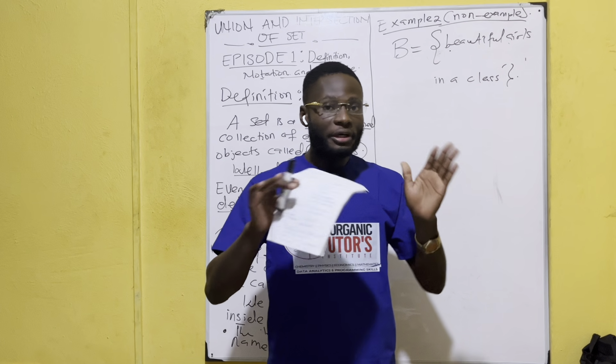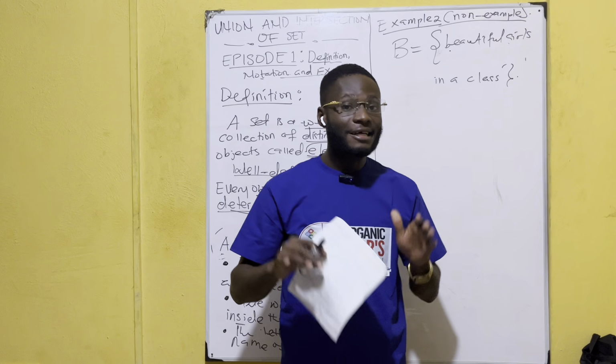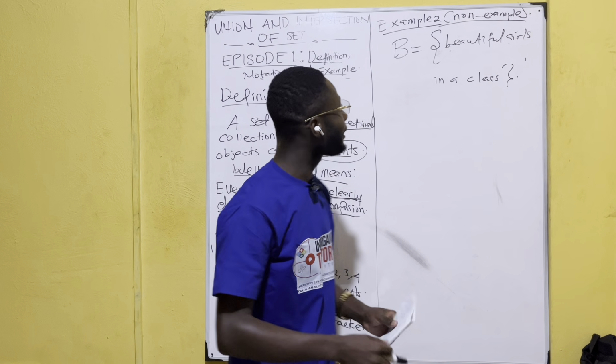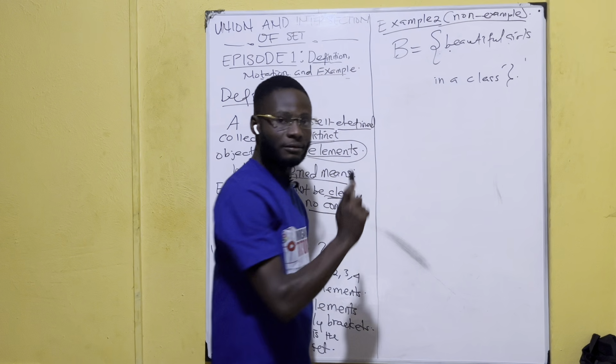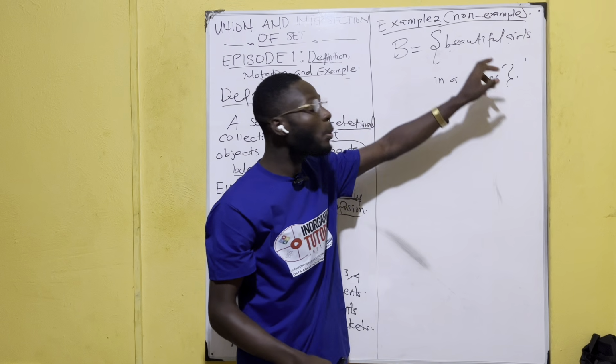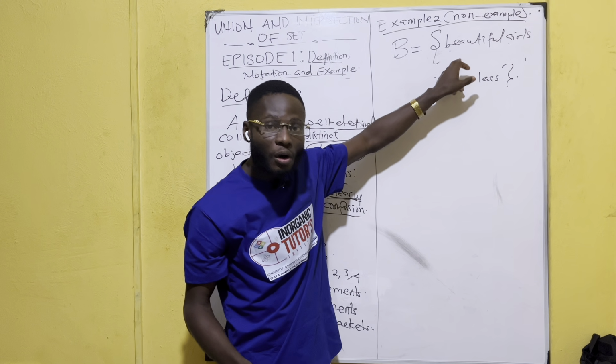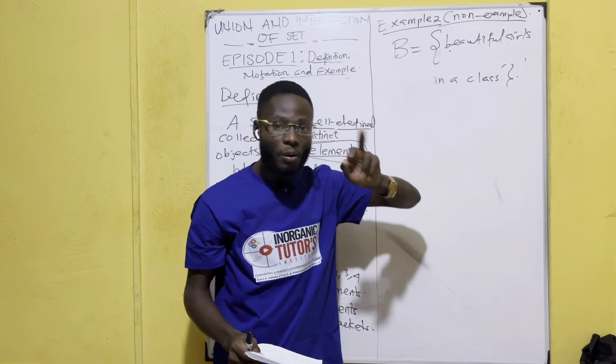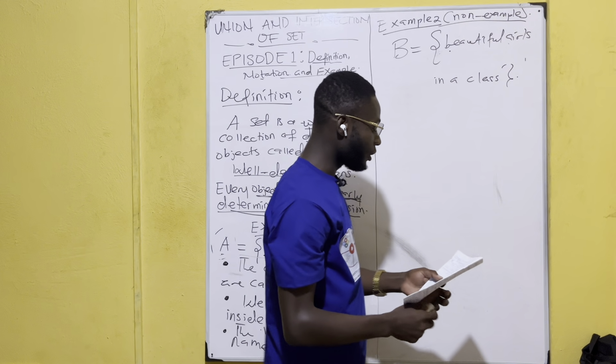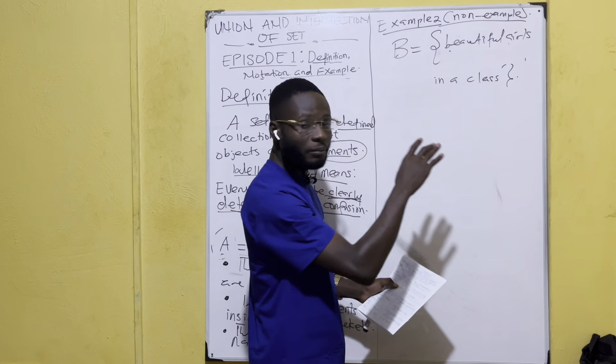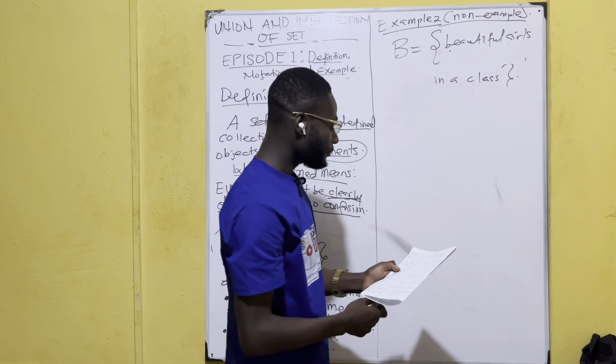So the word beautiful or handsome is subjective, right? So we say that this is not a set, right? Because it is not well defined. It is not well defined. So that is what makes it not to be a set.